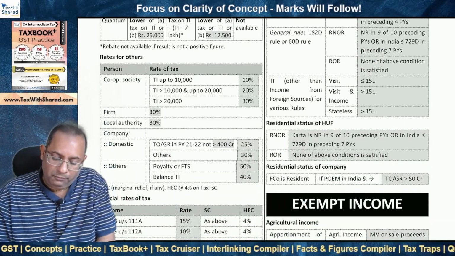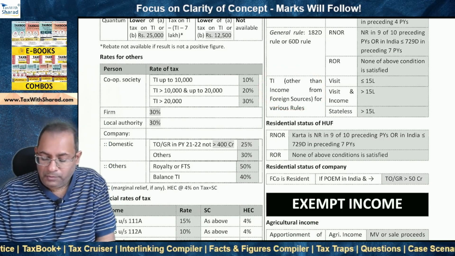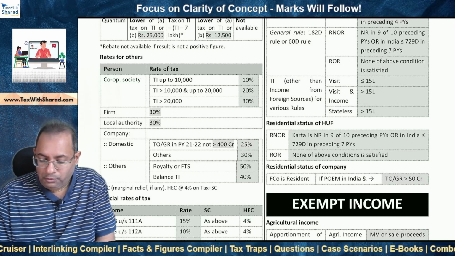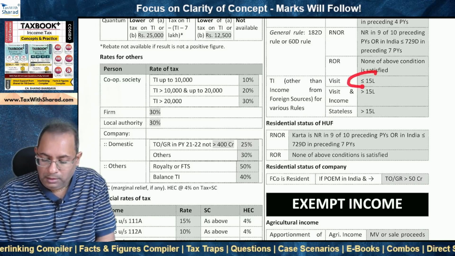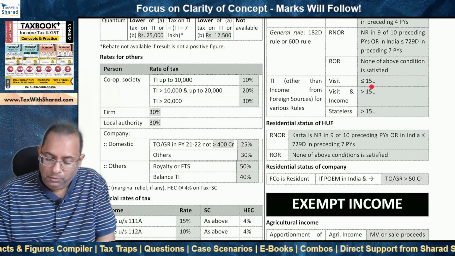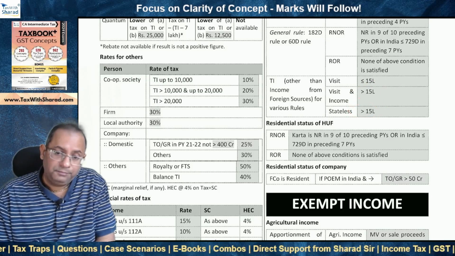Now, there is this concept of total income other than income from foreign sources for various rules, and this is the threshold which we need to consider. Under the visit rule, the threshold is up to 15 lakh. For the visit and income rule to apply, the threshold is more than 50 lakh. And for the stateless rule to apply, the threshold is more than 15 lakh.